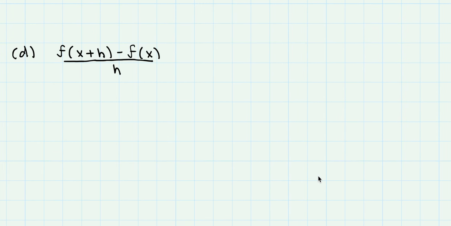Here's another one. This is actually famous. It's called the difference quotient, and you use it a lot in calculus. What we're going to do is figure out what the difference quotient is. We're going to put in f of x plus h, which we've already found. We're going to subtract the original function, f of x, and then divide by h.